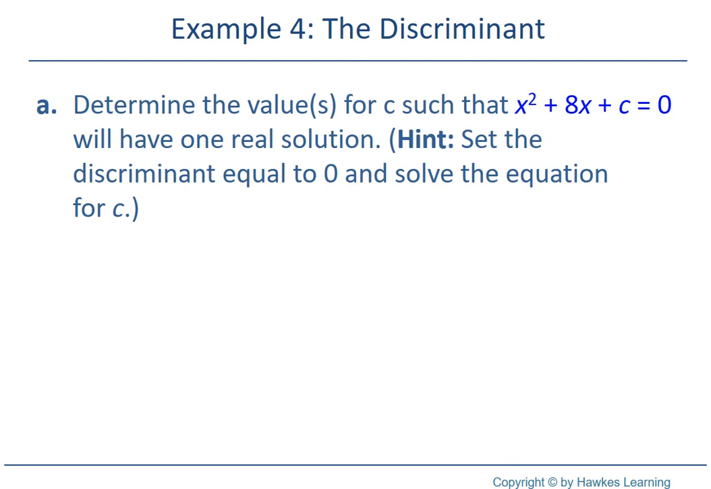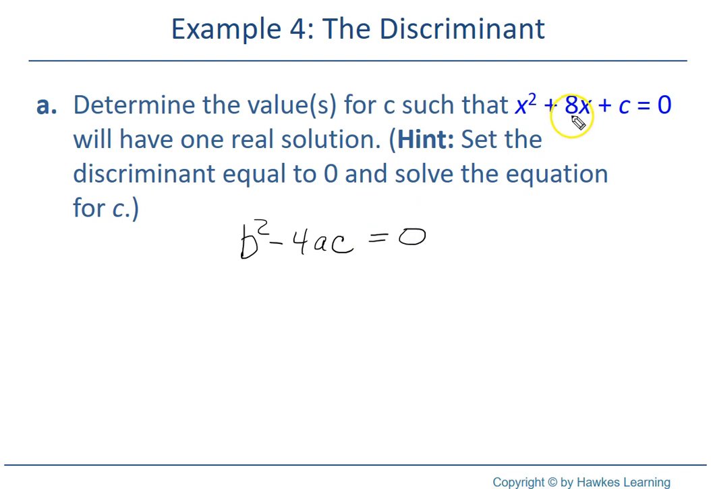So what did we say the discriminant was? Let's do some writing here as we brainstorm. Well, we said the discriminant was b squared minus 4ac, and they're giving us this hint of equaling it to 0.